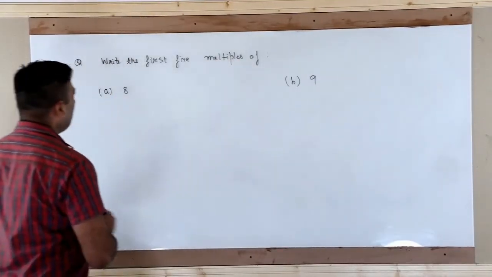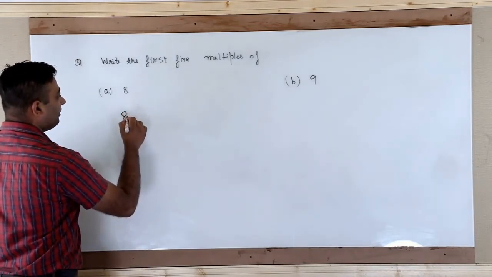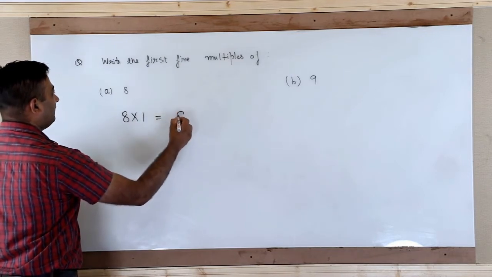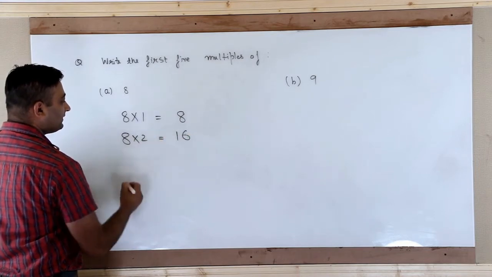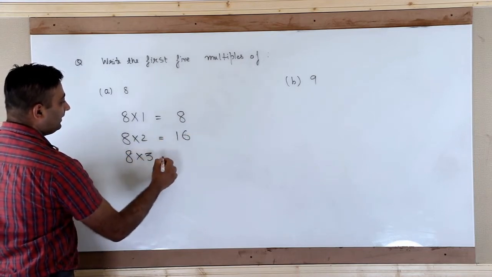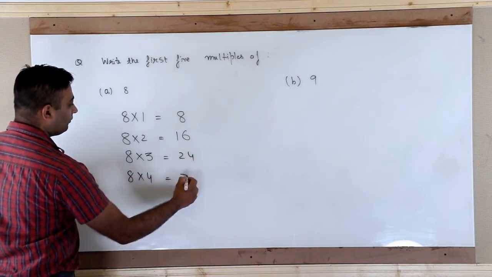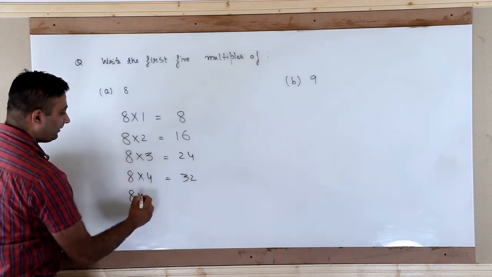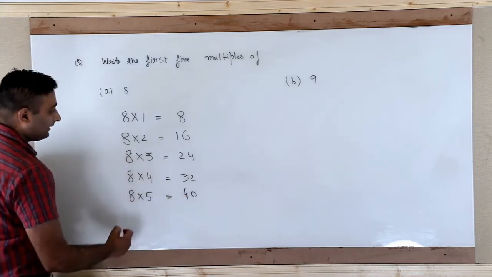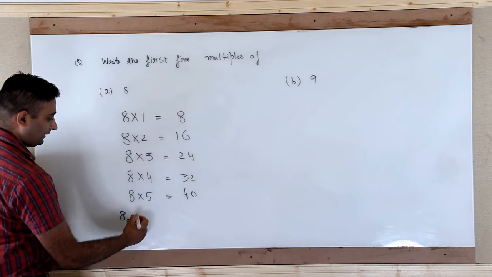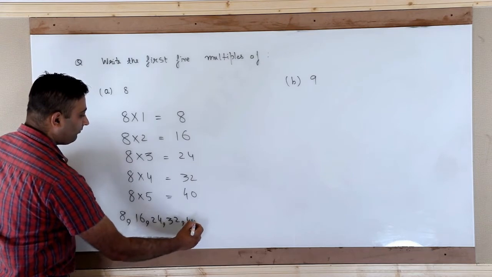Dear students, now let us write the first 5 multiples of 8 and 9. So the first multiple of 8 is 8 multiplied by 1, which is equal to 8. The second multiple of 8 is 8 multiplied by 2, which is equal to 16. Third multiple is 8 multiplied by 3, that is 24. Fourth multiple is 8 multiplied by 4, which is 32. And the fifth multiple is 8 multiplied by 5, that is 40. So the first 5 multiples of 8 are 8, 16, 24, 32 and 40.